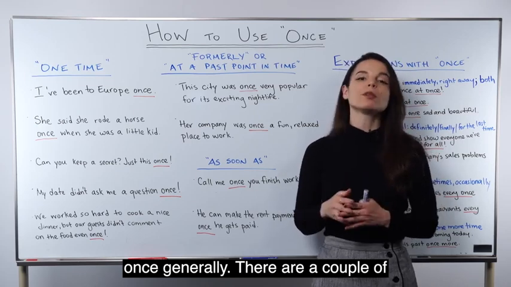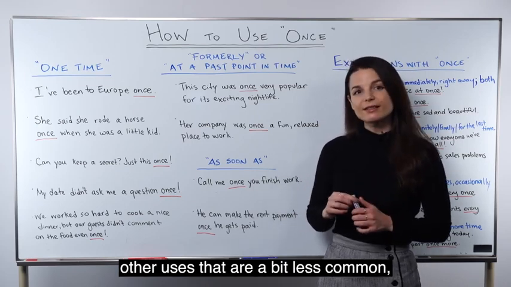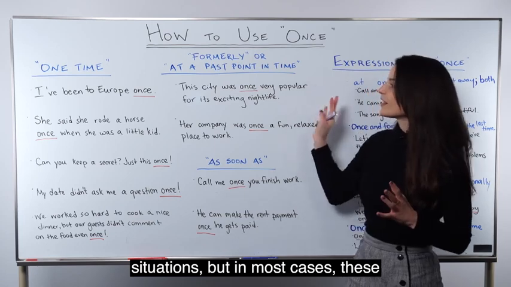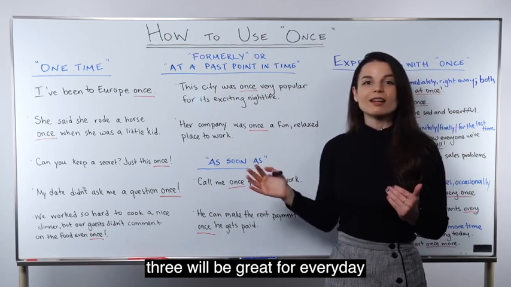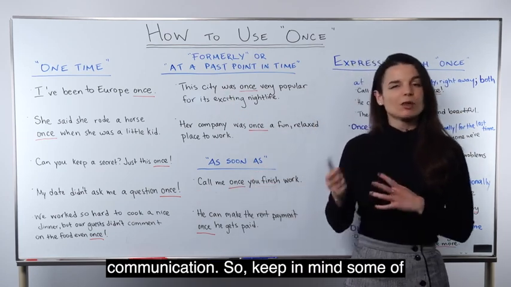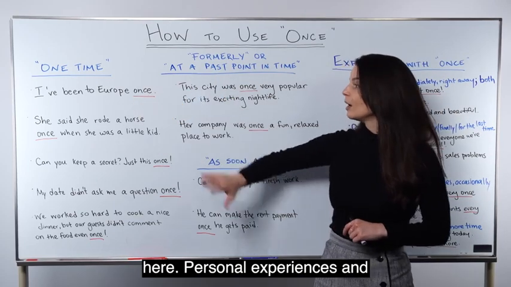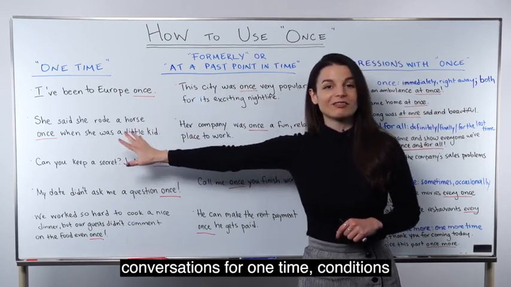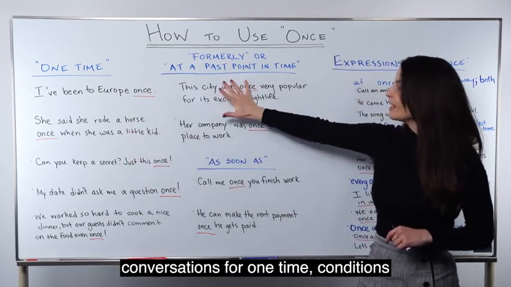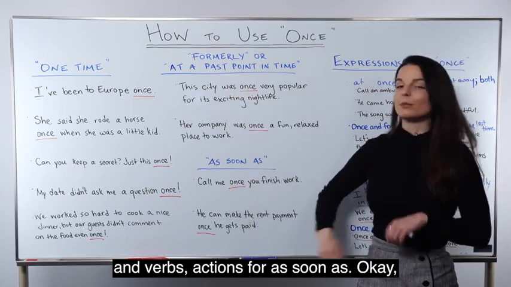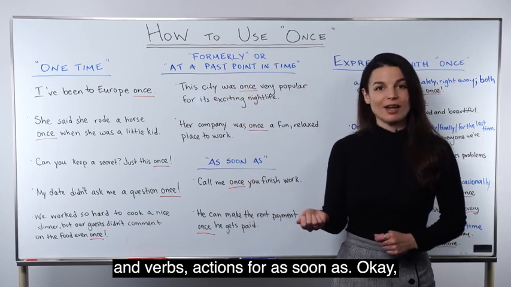There are a couple of other uses that are a bit less common and they're kind of specific to certain situations, but in most cases, these three will be great for everyday communication. So keep in mind some of the context clues that I talked about here. Personal experiences and conversations for one time, conditions and statuses for past points in time, and verbs, actions for as soon as.